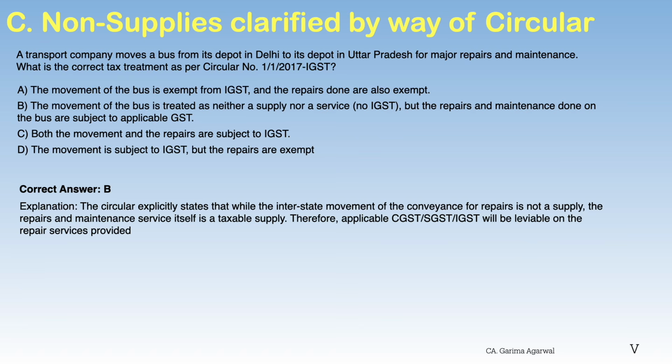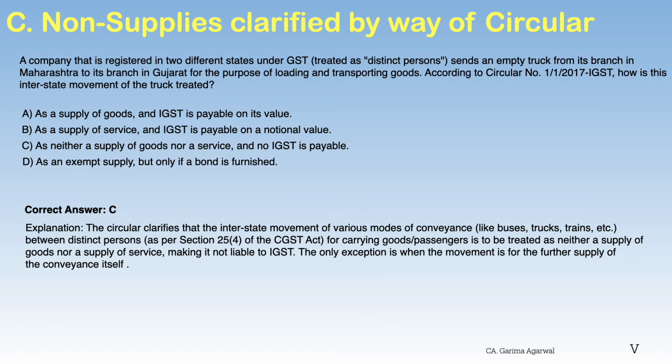Why? The circular explicitly states that while the interstate movement of the conveyance for repairs is not a supply, the repairs and maintenance service itself is a taxable supply. Therefore, applicable CGST, SGST, IGST will be leviable on the repair services provided. So, next question, a company that is registered in two different states under GST, that is treated as distinct persons, sends an empty truck from its branch in Maharashtra to its branch in Gujarat for the purposes of loading and transporting goods. According to circular number 11/2017 IGST, how is this interstate movement of the truck treated?